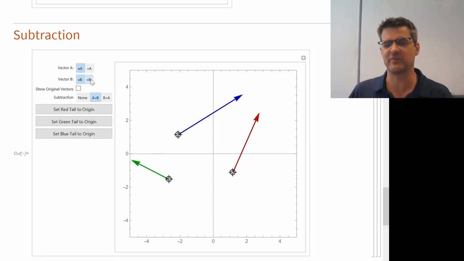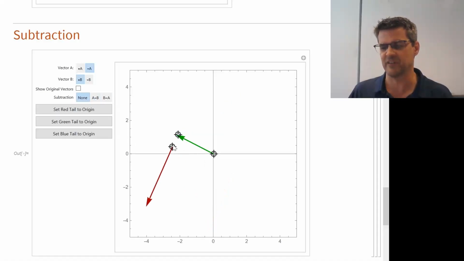Well, what if we wanted to do B minus A instead? So here's B and here's minus A. What if I add those two together? B minus A. That should be a vector that points down and to the left. B minus A. Down and to the left, just like it's supposed to.